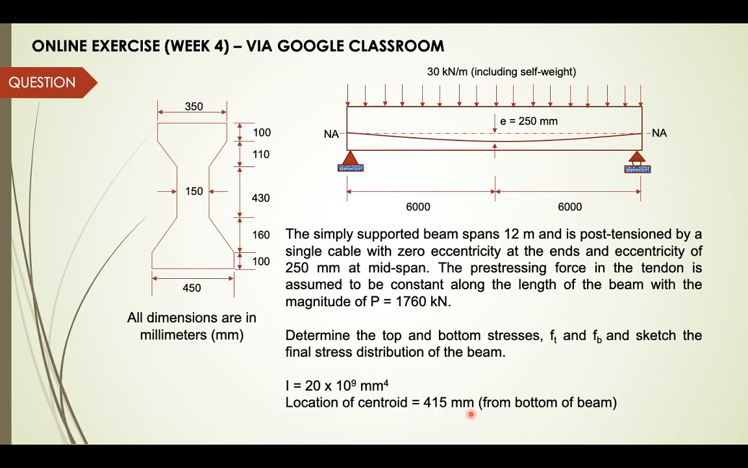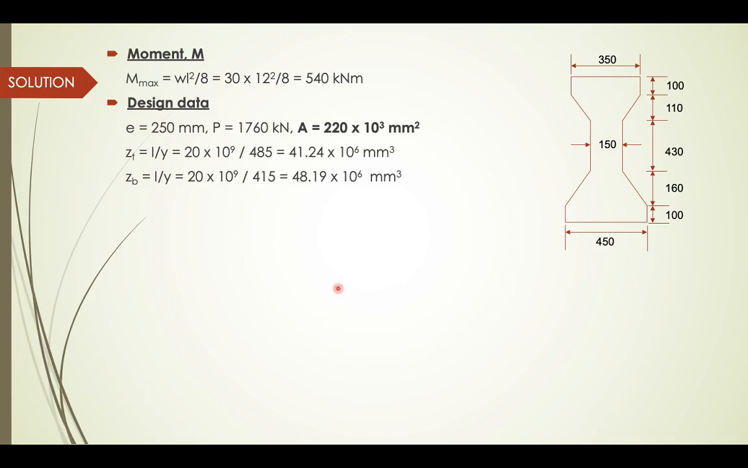beam. So as what I have already mentioned to you earlier, this value of I, and also the location of centroid can be calculated manually, so that you can determine the values for these two parameters. Okay, so next we move on to the solution.